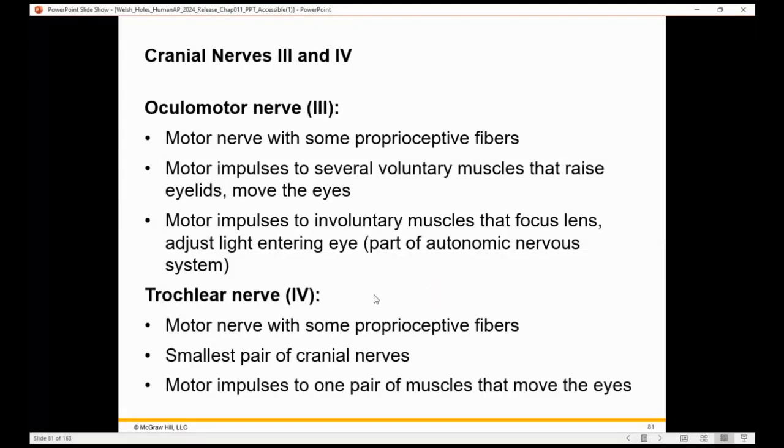Trochlear nerve, number 4, motor nerve with some proprioceptive fibers. It's the smallest pair of cranial nerves. And the motor impulses do go to one pair of muscles that move the eyes.